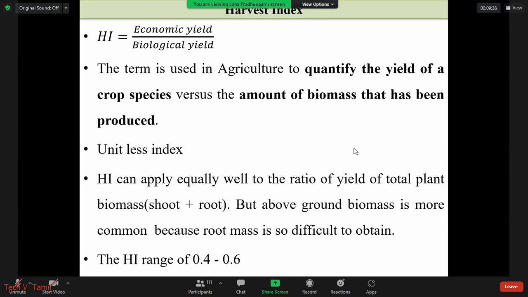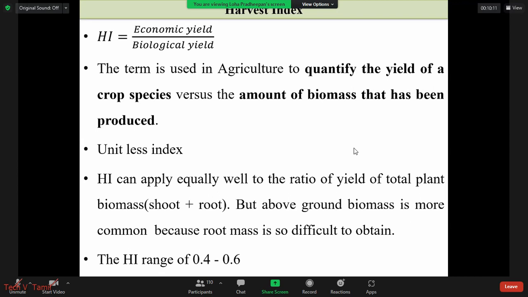So if we look into the parameters we have studied under the plant growth analysis, we have 3 indices that do not have a unit. Well, the first one is leaf area index. Leaf area index means leaf area divided by land area. That is leaf area index. That does not have a unit.